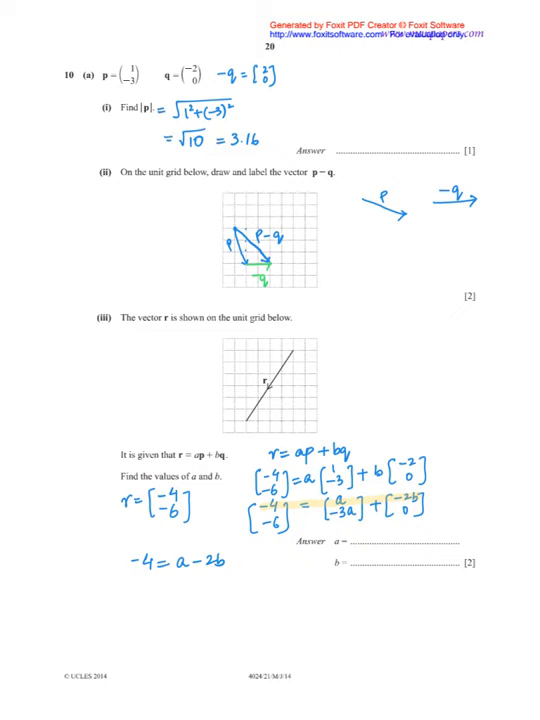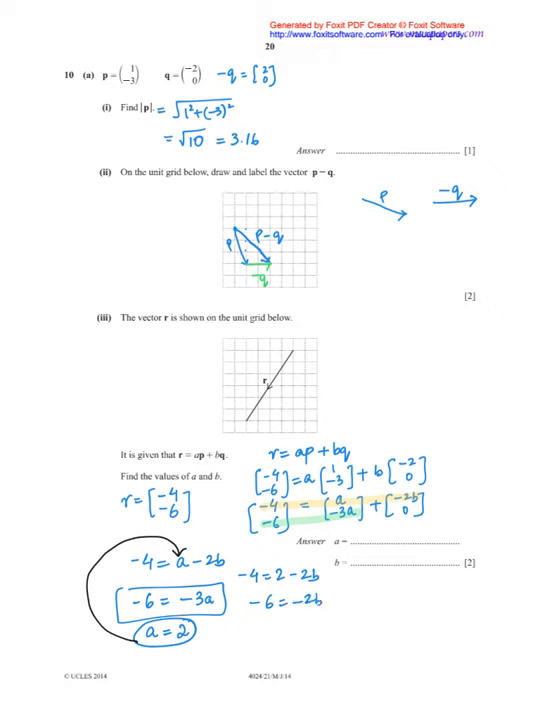Similarly for the second one, it's minus 6 equals minus 3a plus 0. So it will be minus 6 equals minus 3a. By solving this equation, we can find the value of a, and that equals 2. Alright. Once we have the value of a, we can place it in the first equation. So now it will be minus 4 equals 2 minus 2b. Minus 4 minus 2 is minus 6, equals minus 2b, and b equals 3. So the value of a is 2 and the value of b is 3.